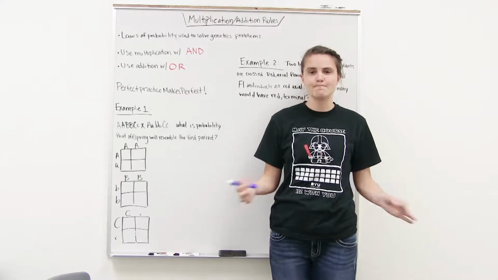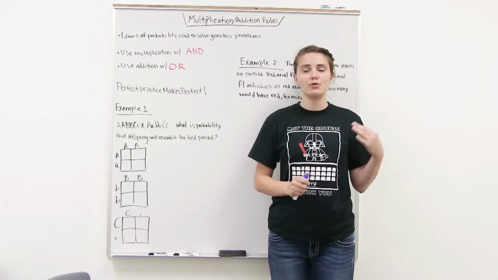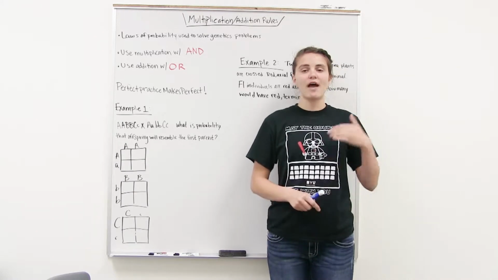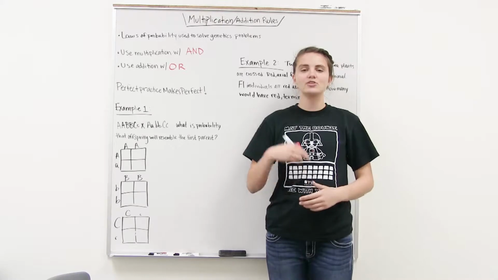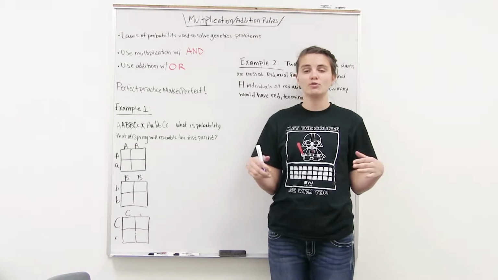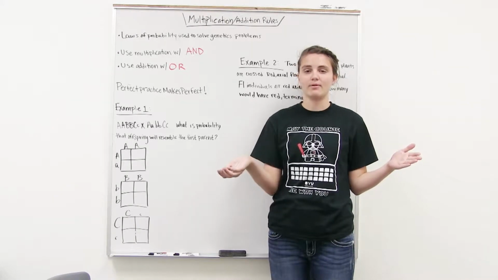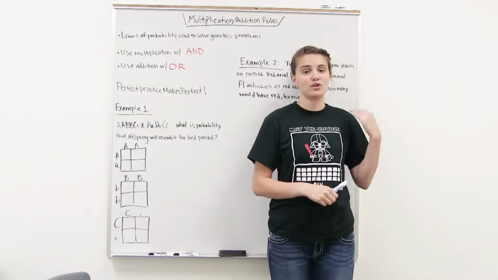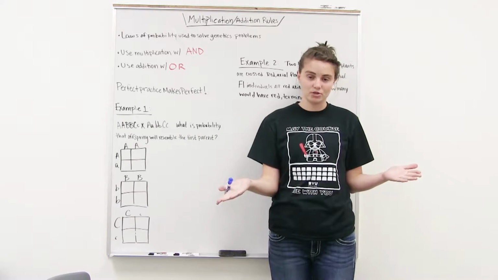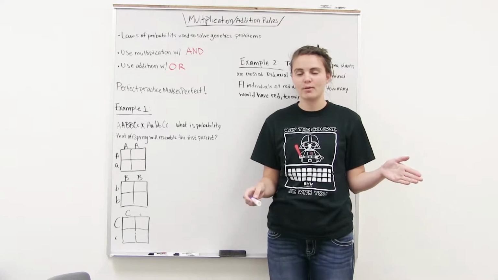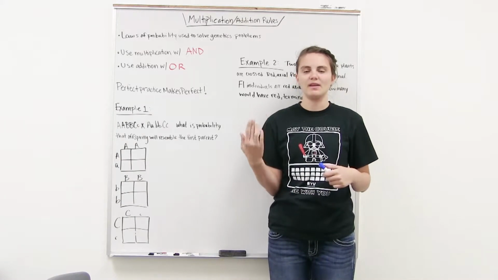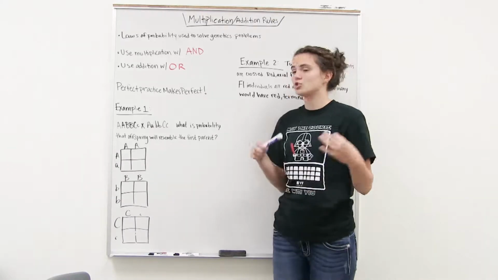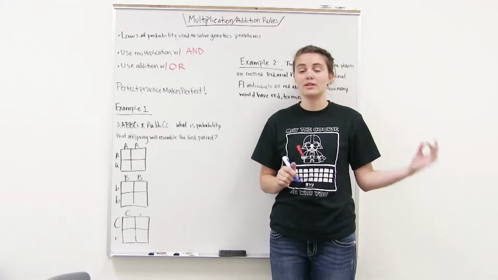So what does that really mean? Well, an example is if you were asked to find the probability of having trait 1 and trait 2, then you need to multiply the probability of having trait 1 by the probability of having trait 2. If you're asked to find the probability of having trait 1 or trait 2, then you need to add the probability of having trait 1 to the probability of having trait 2. So that may not be totally clear yet.